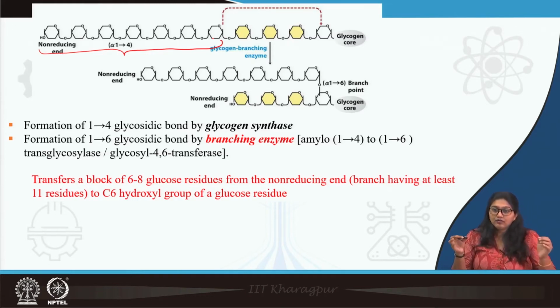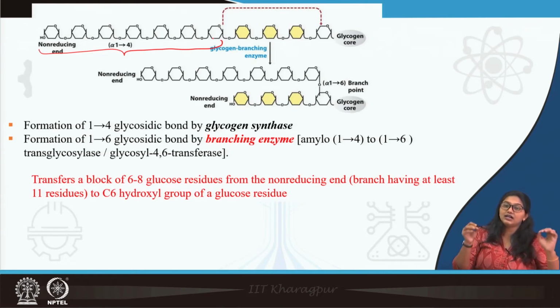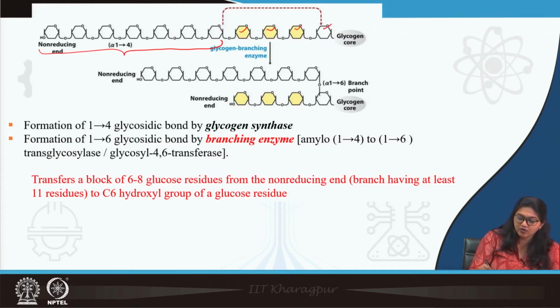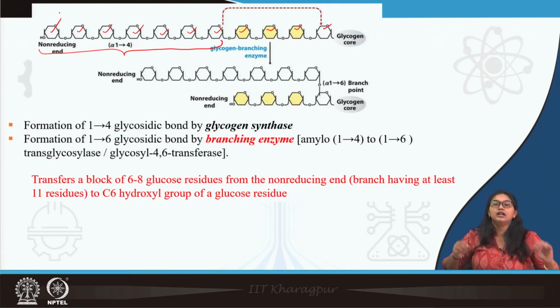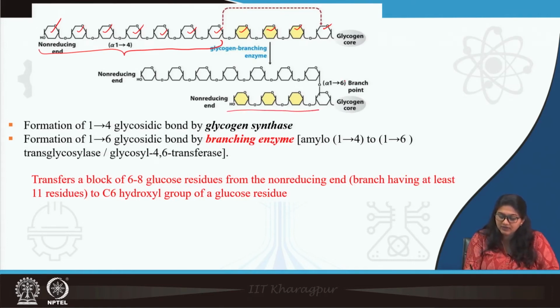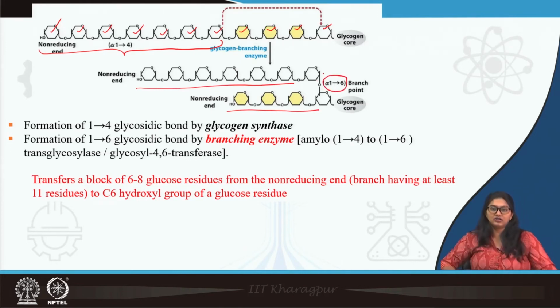and we are talking about a chain where at least 11 residues are present. So, basically you can see there are 1, 2, 3, 4, 5, 6, 7, 8, 9, 10, 11 glucose residues present. At least 11 residues should be present before action of branching enzyme. From that branch, 6 to 8 molecules of glucose as a chain is transferred to the previous branch. You can see this was the previous branch. Here these 8 residues are transferred, forming alpha 1,6 glycosidic bond. So, this is how branching occurs.